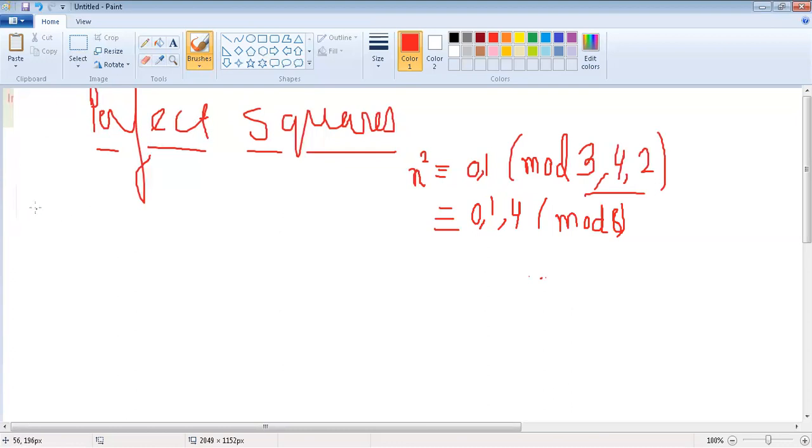Now, what I want you to know is the last digit. Taking mod 10, I mean the last digit of any perfect square, these are the only possibilities: 0, 1, 4, 5, 6, 9. No number can end with any digit except these. I mean mod 10.